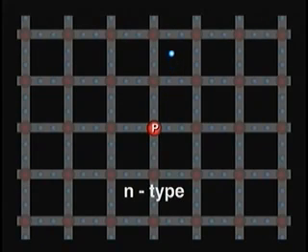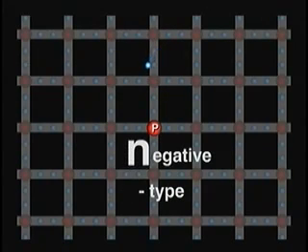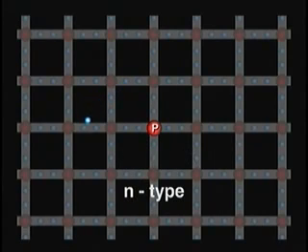A phosphorus atom is called an electron donor because it donates an extra electron to the silicon crystal. Because the phosphorus atom has 1 more proton than silicon, it has a net positive charge. We will color it red to denote this extra positive charge.